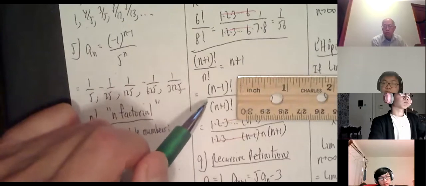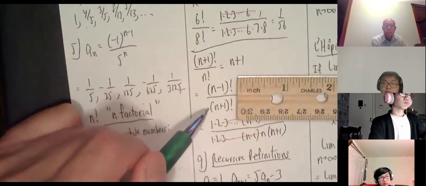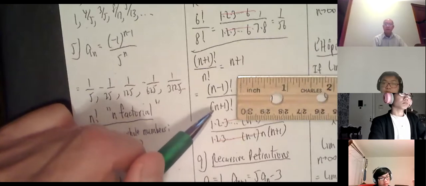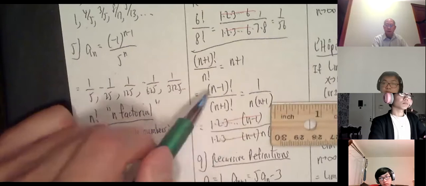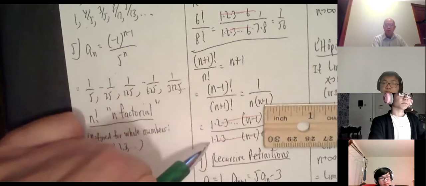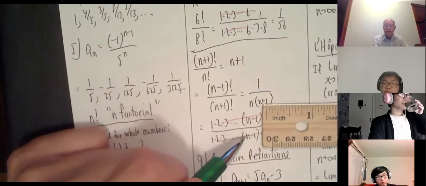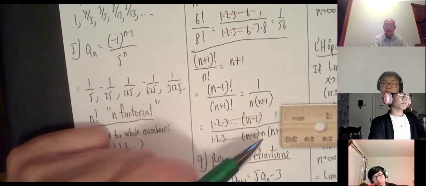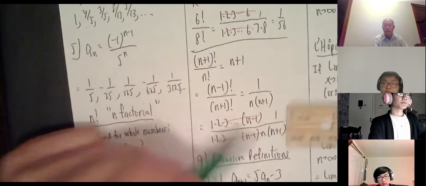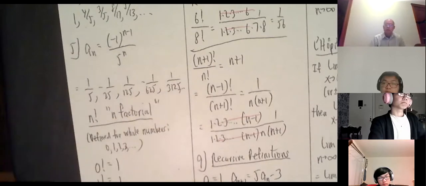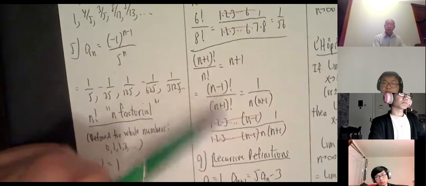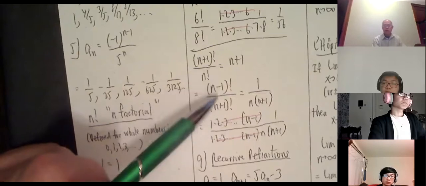So first, which has more, top or bottom? Bottom. How many more? 2 more. n and n plus 1. This is 1 times 2 times 3 times n minus 1. The bottom is 1 times 2 times 3, etc., times n minus 1 times n times n plus 1. So all of these will cancel out, and the answer is 1 over n times n plus 1. Okay, get the idea? We're not doing a whole bunch of these right now, but we'll see this later. So I'm introducing it to you right now.